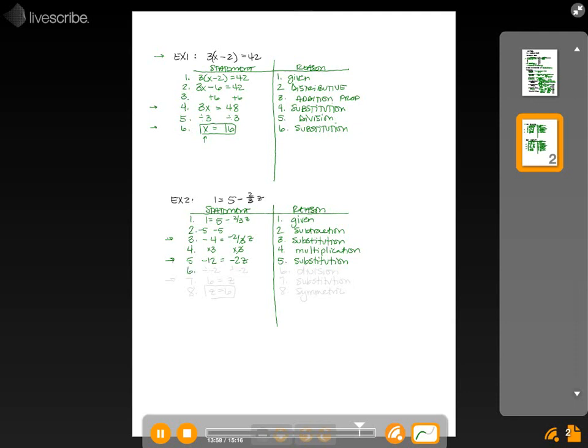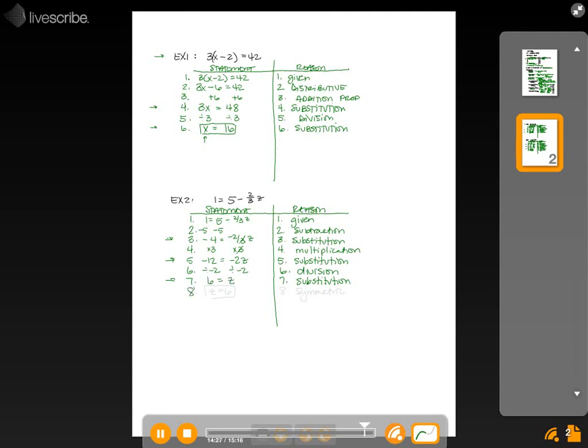Okay, step 6. We need to divide both sides by negative 2. Since we divided on both sides, our reason is division. Now 7. Okay, we're rewriting it again. We'll go ahead and put the reason down. We're rewriting, so it's going to be substitution. Negative 12 divided by negative 2 is positive 6 equals z, because our 2's canceled each other out.